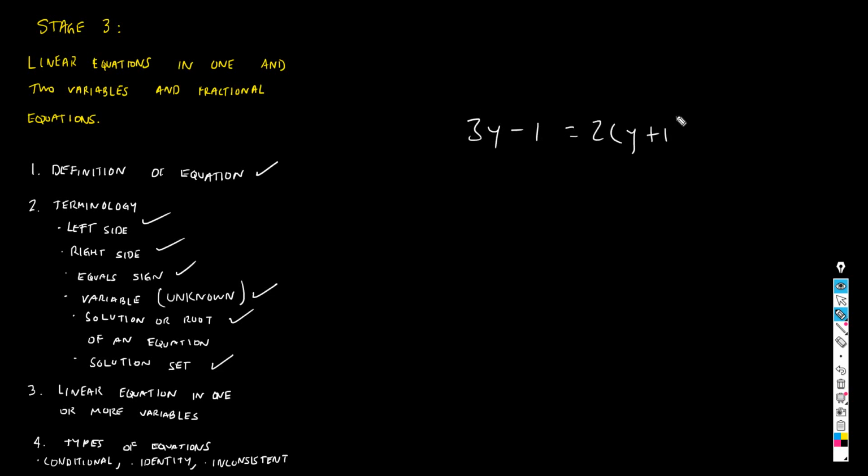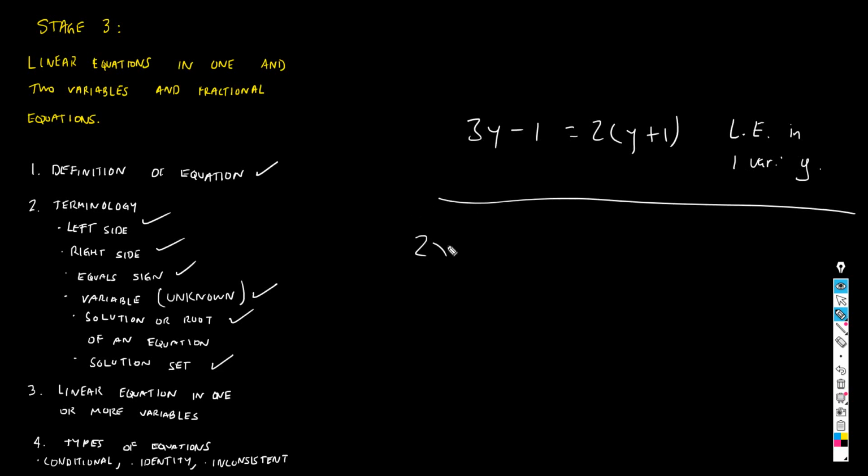let me write this. This is a linear equation in one variable. What is the variable here? Is y, right? So that's why we say that it's a linear equation, because the y is raised to the first power, and it's an equation in just one variable because you only have one variable, which is the y, right?